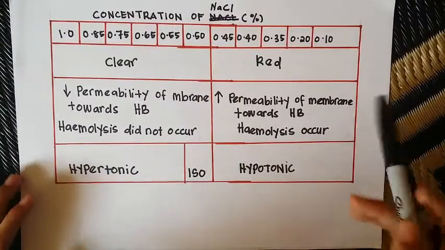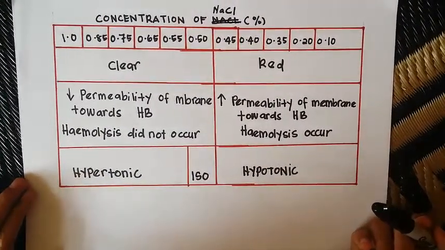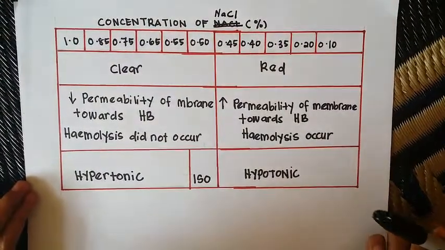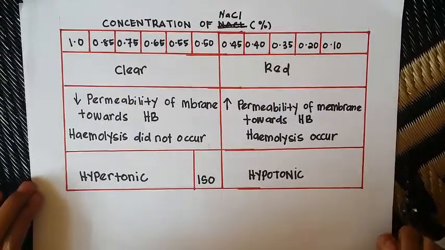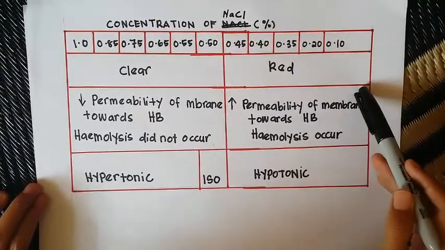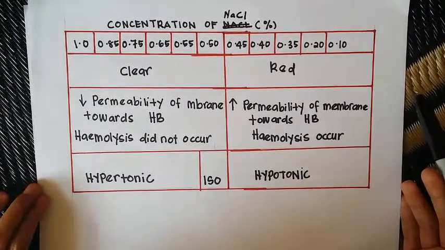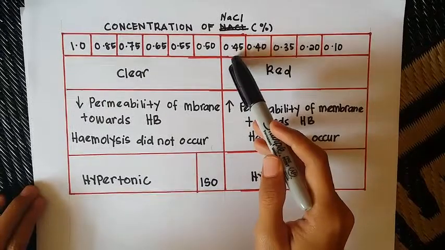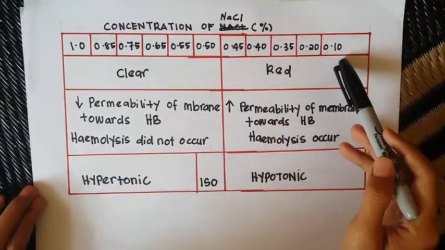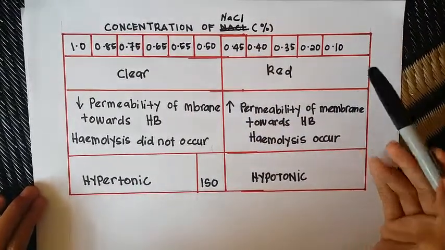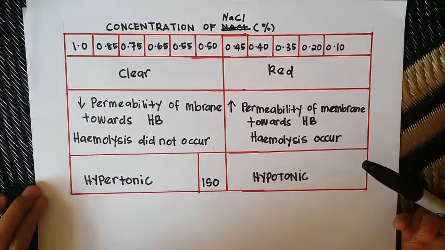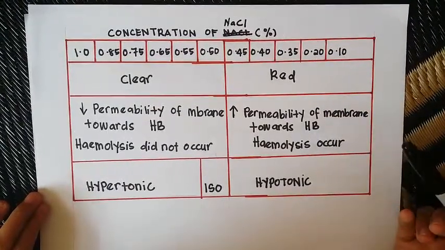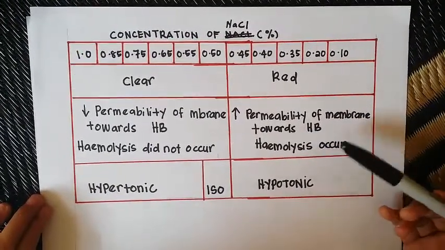And from the graph plotted from section A2, we can conclude that in general, the percentage of hemolysis decreases when the concentration of sodium chloride is increased. And in this experiment, the sodium chloride solution from 0.45% to 0.1% turned red due to the high permeability of membranes toward hemoglobin, and the cell underwent hemolysis.